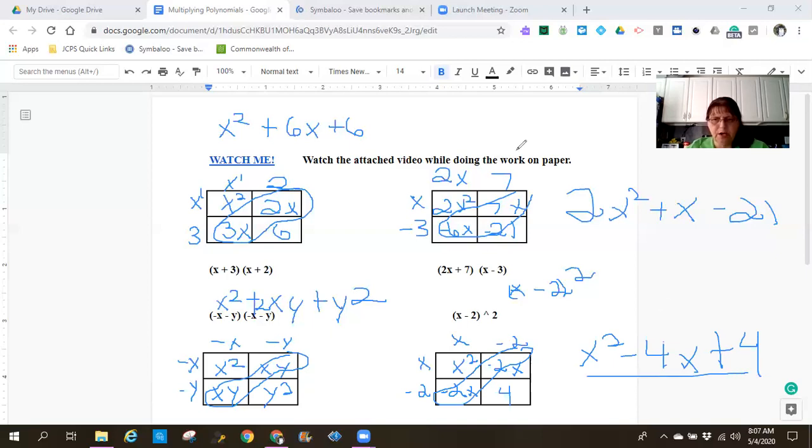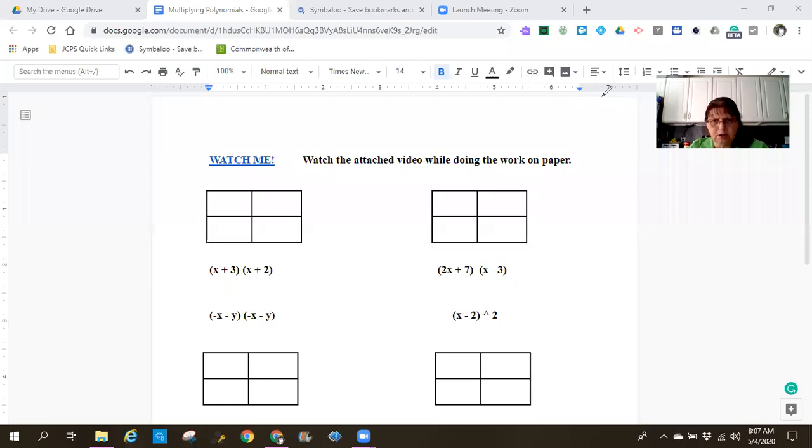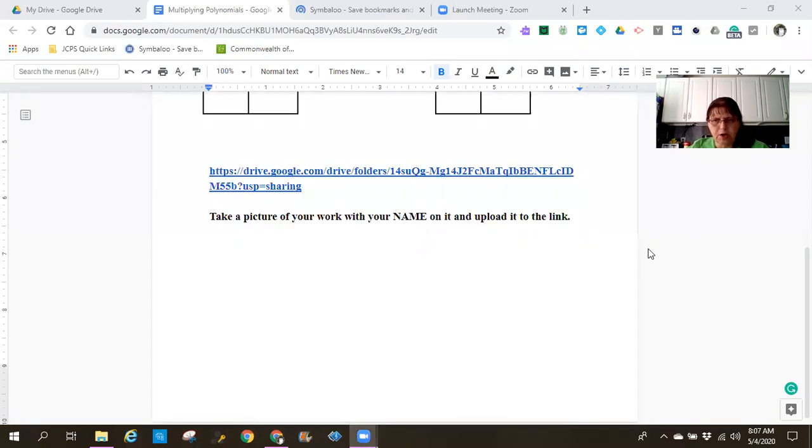Okay, when you write this on a piece of paper, after you watch me on the video, I'm going to clear all of this, clear all drawings, okay, and you're going to go down to the little thing, take a picture of your paper and upload it into the drive. You're going to upload it right here. Make sure you put your name on that paper, or I won't know whose it is. So make sure you upload it into the drive.